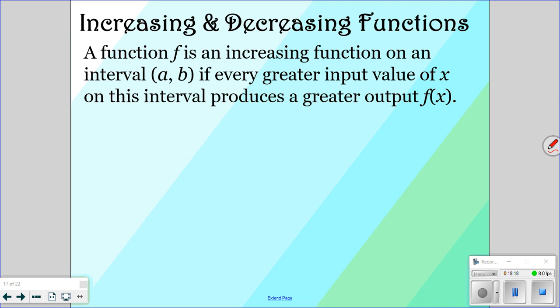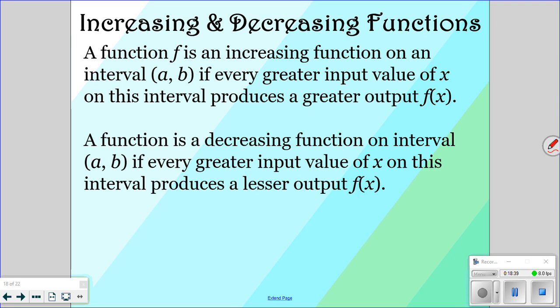Now looking at increasing and decreasing functions. If you have a function that is increasing on your interval from a to b, then every input that you take of x, as it gets bigger and bigger, should produce a larger and larger output value. If it is decreasing on the interval, every input of x that gets bigger and bigger is going to produce a smaller output for your function.